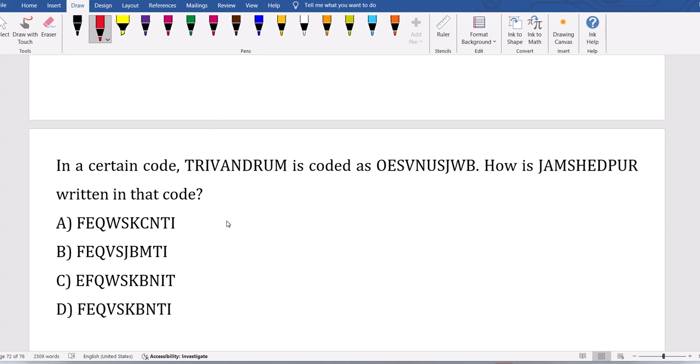See this coding and decoding. Trivandrum is given like this. Jamshedpur is what? Trivandrum is given as OESVMUSJWB. Now, in the same way, Jamshedpur is given as what?